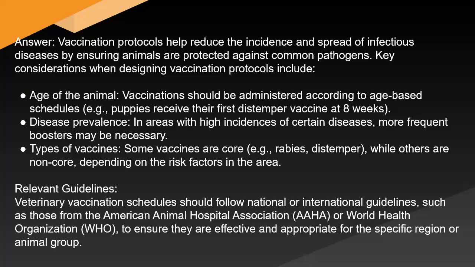Disease prevalence. In areas with high incidences of certain diseases, more frequent boosters may be necessary. Types of vaccines. Some vaccines are core, e.g., rabies, distemper, while others are non-core, depending on the risk factors in the area. Relevant guidelines. Veterinary vaccination schedules should follow national or international guidelines, such as those from the American Animal Hospital Association (AAHA) or World Health Organization (WHO), to ensure they are effective and appropriate for the specific region or animal group.